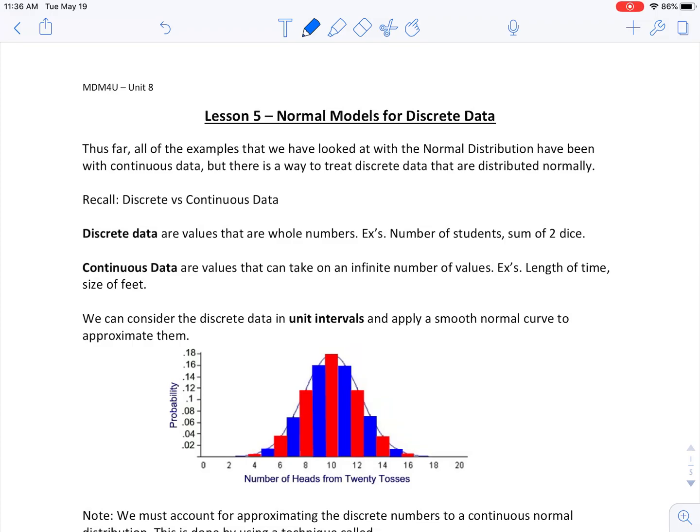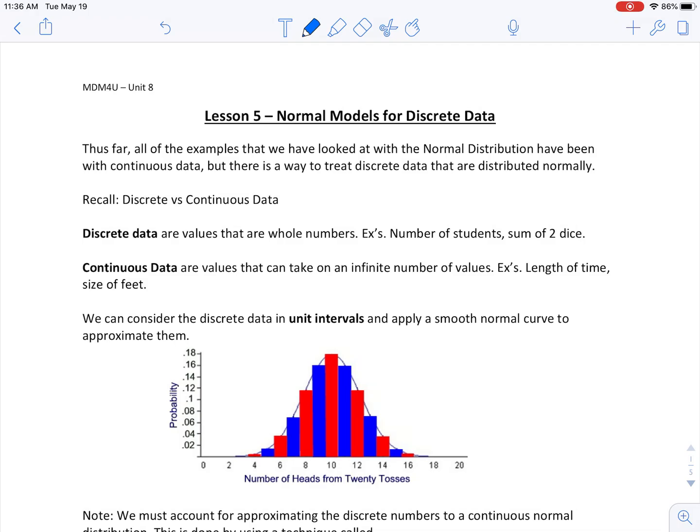This is our final lesson of the year, and it can be a conceptually tricky one, but I'm sure you'll be fine with it. It's kind of an intersection between normal distributions and the beginning of what you can do with that in terms of discrete data and probability, back to probabilities.